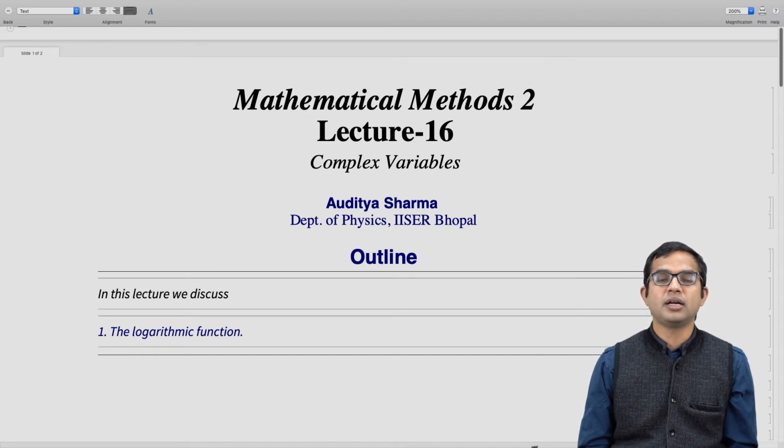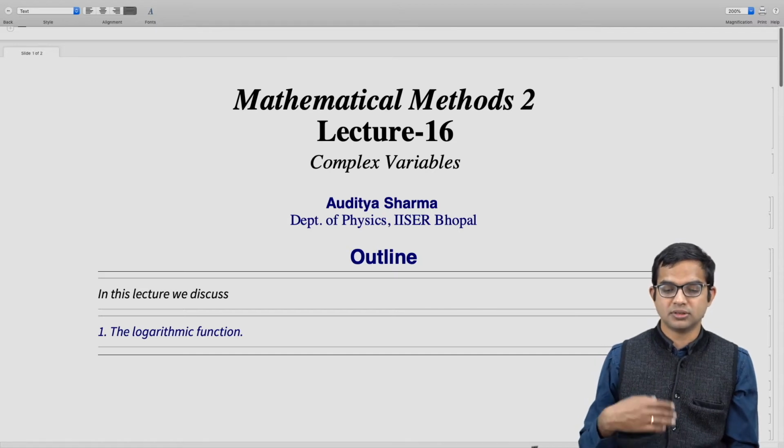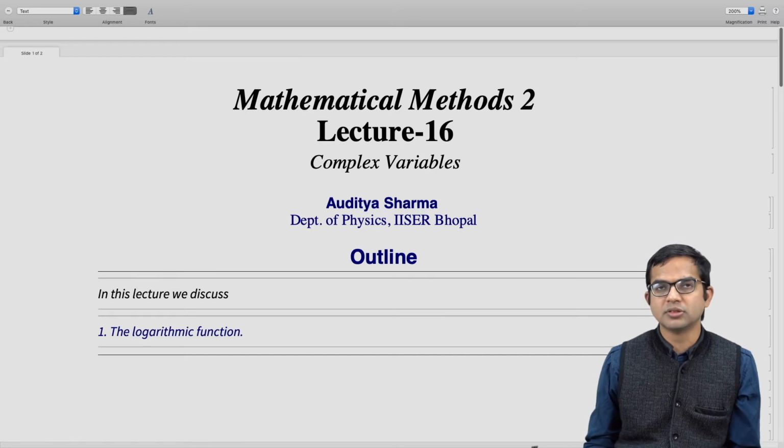So we also said that for any complex number in the complex plane, it's possible to work out the inverse, right? So it's possible to find a corresponding complex number whose exponential will be a given complex number. If we go in that direction, we encounter the logarithmic function, which is the subject matter for this lecture.